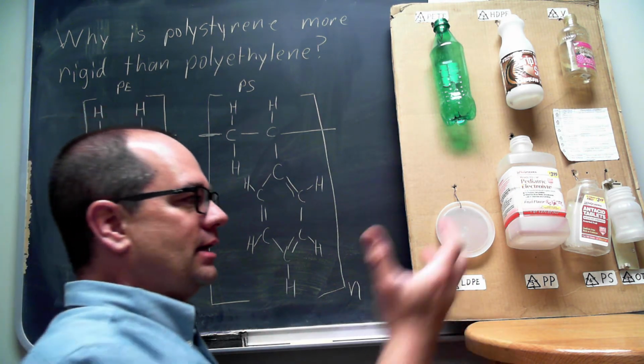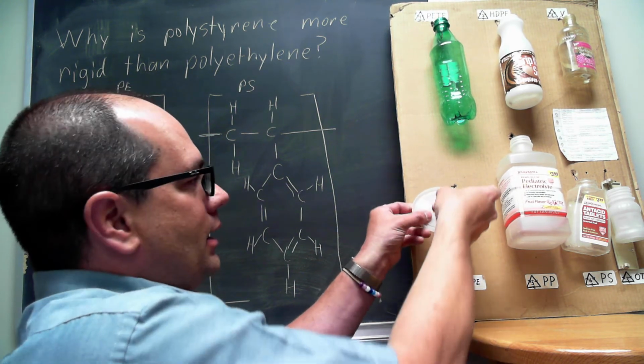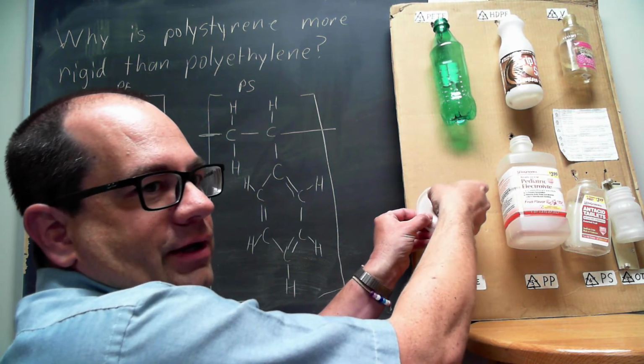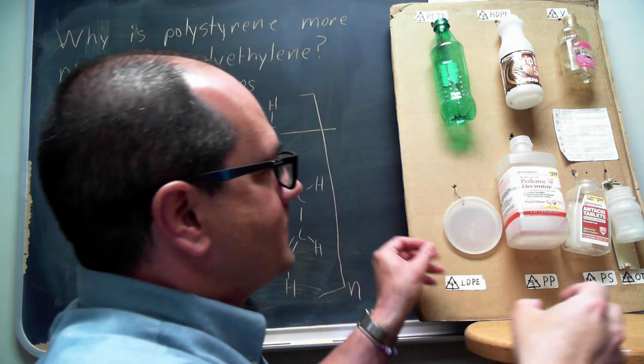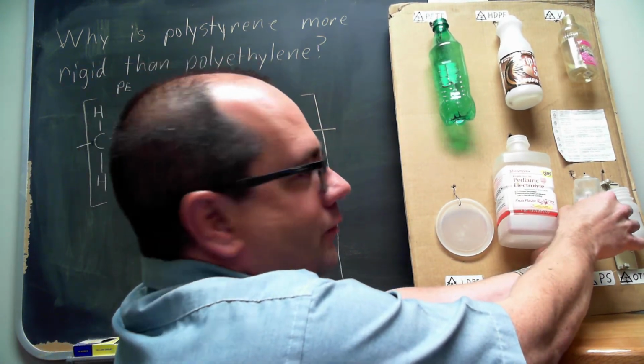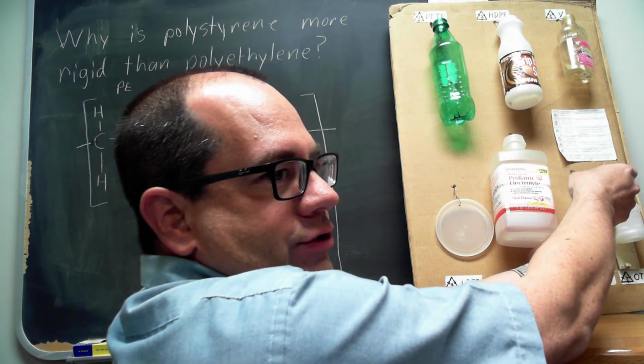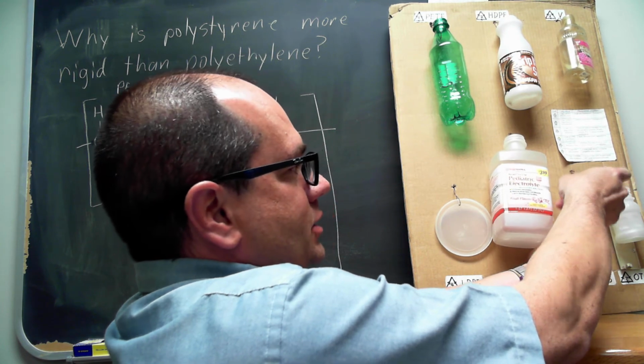We can see that here. If we compare low-density polyethylene, it's pretty soft, and if I flick it, it makes sort of a thumping noise. If I compare that to polystyrene, we can see that this material is actually quite rigid, and if I flick it with my finger, it makes sort of a ringing noise because it's such a harder material.